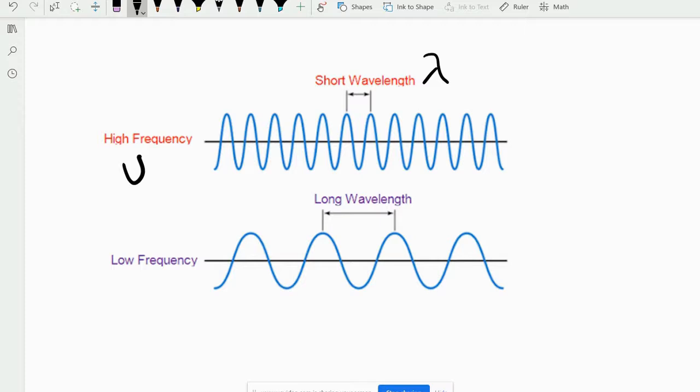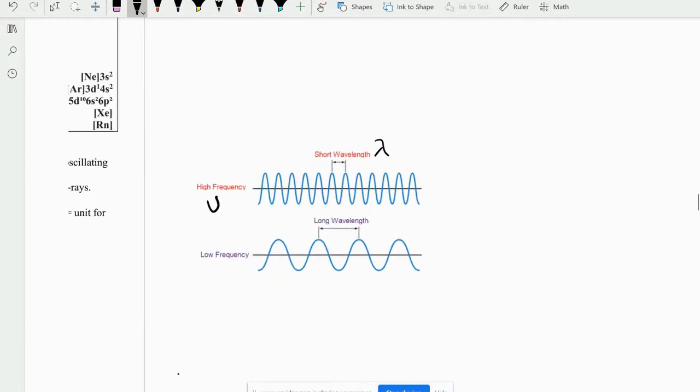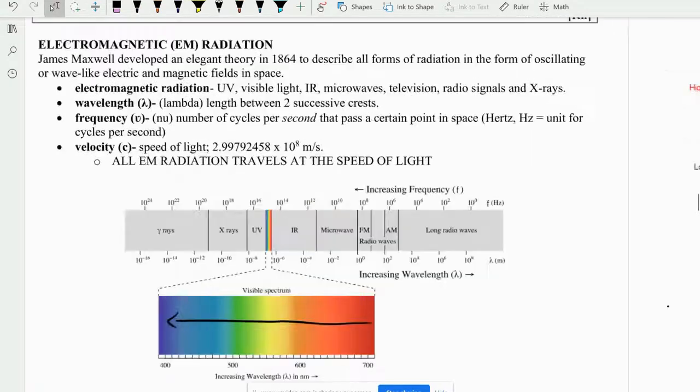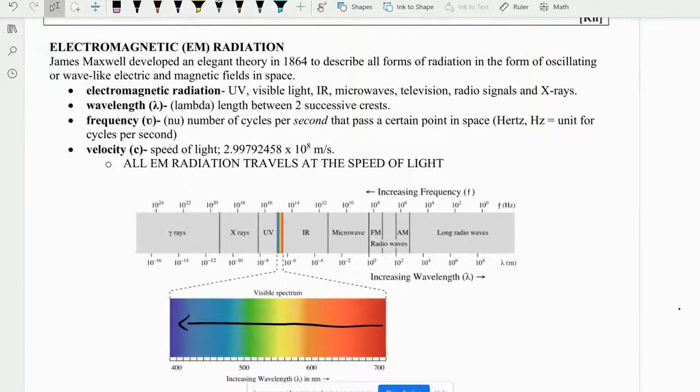And so what you can then relate is the proportionality between frequency and wavelength. That as frequency increases, our wavelength decreases. And the opposite is true. All right, so really quick, I did put some definitions of wavelength and frequency in your notes. And here they are.